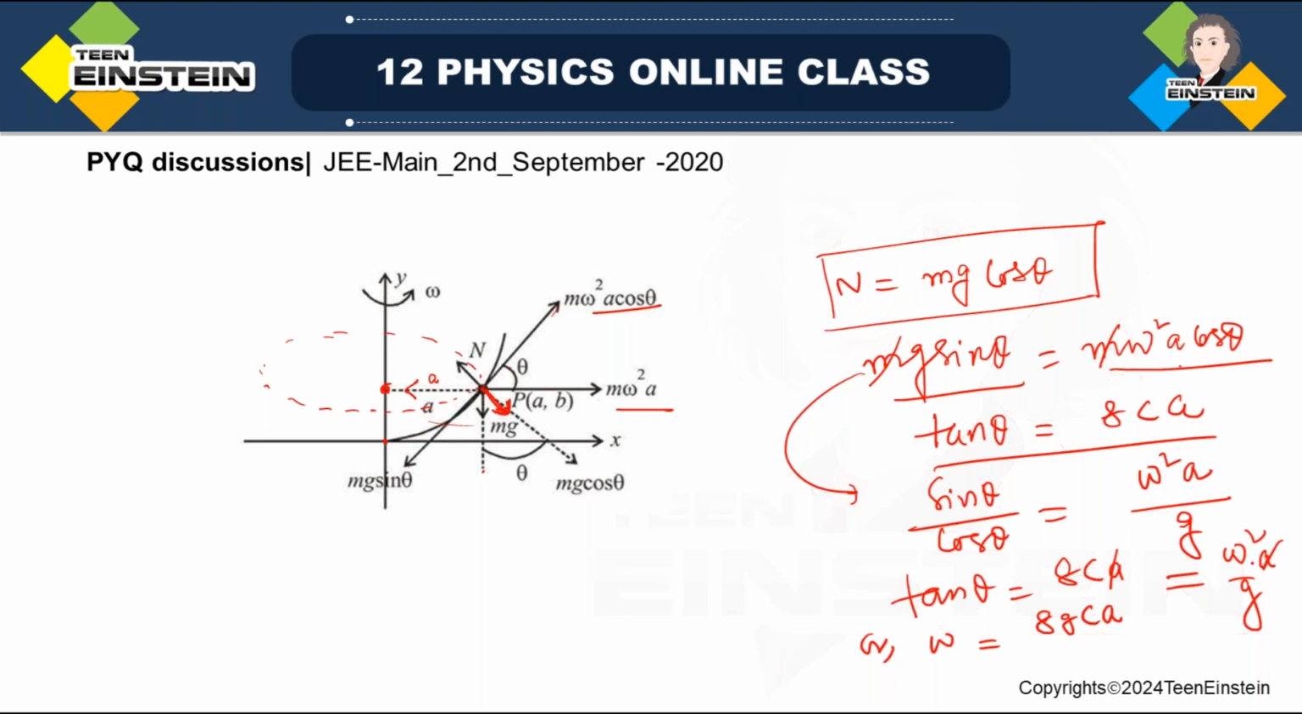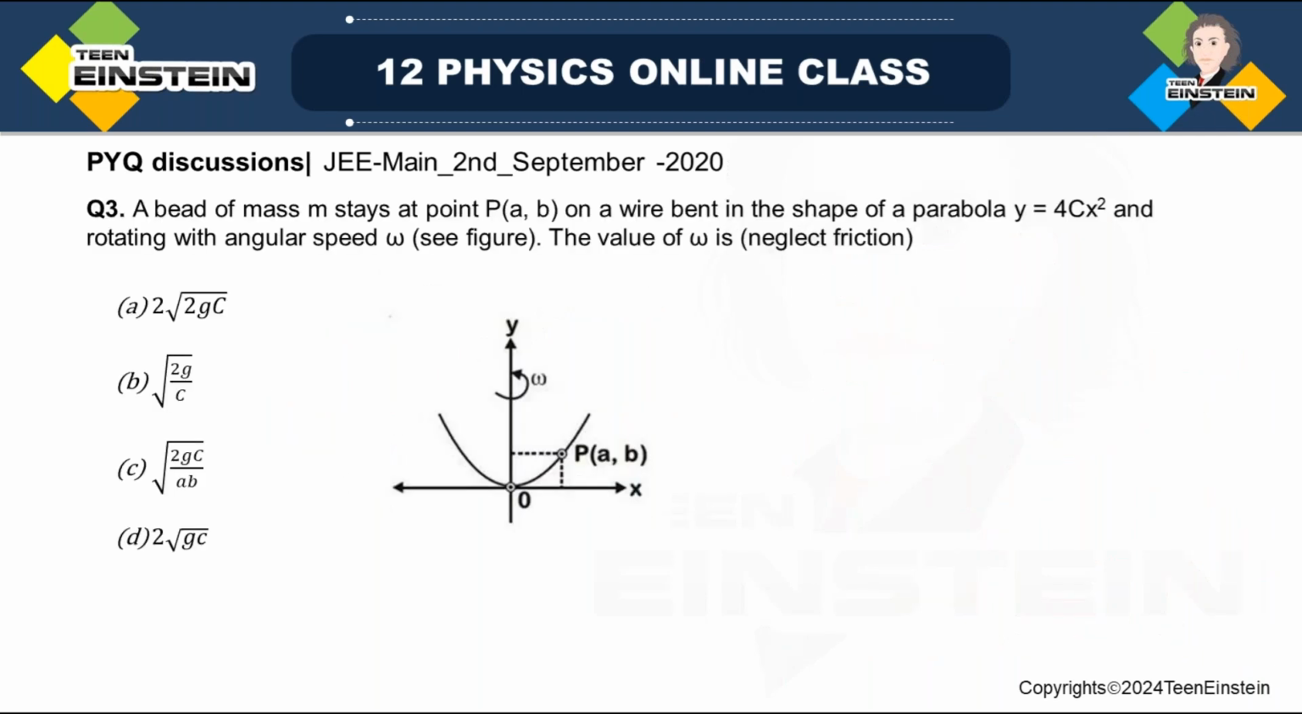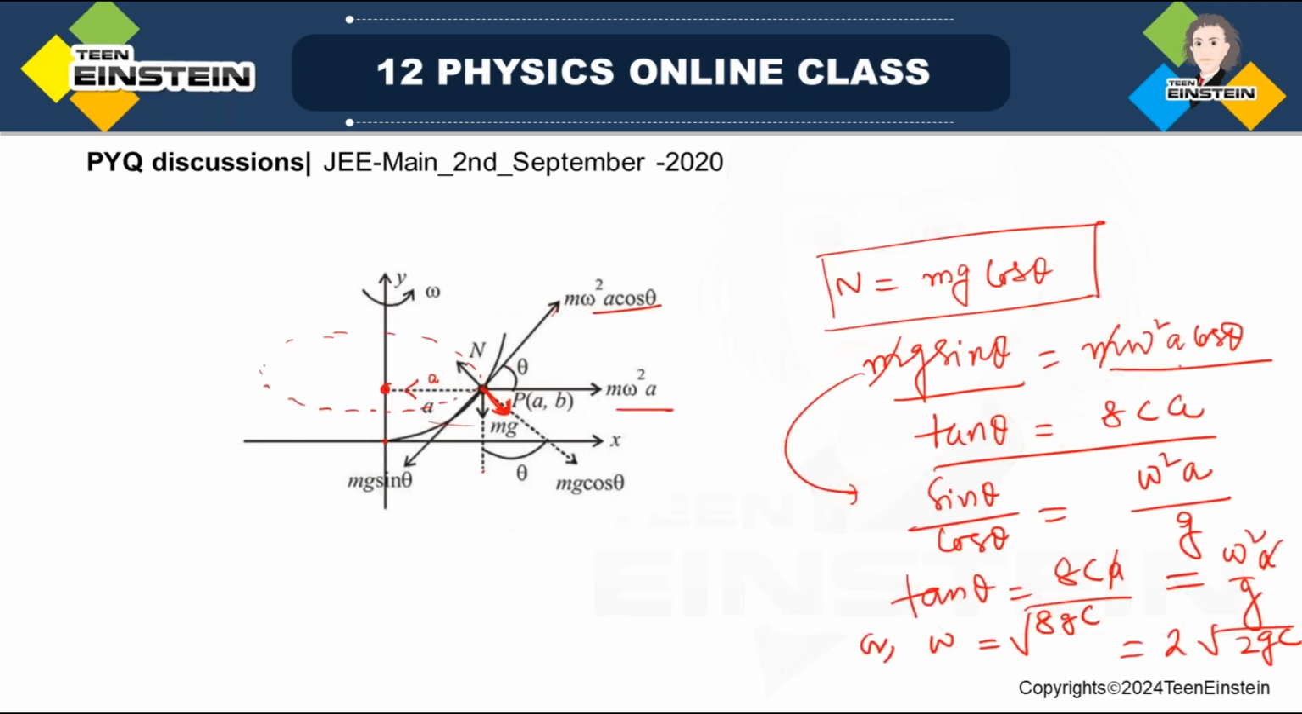Okay, so this a actually gets cancelled from each other, so a will not be there. Square root of 8gc, which is 2 root 2 gc. Let me see the options here. So this is the one, 2 root 2 gc. So this is actually the angular speed. Okay, so this is the answer.